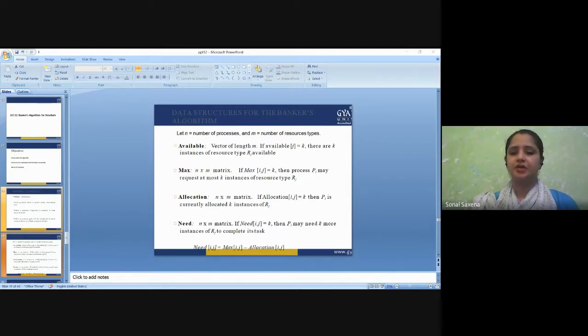If need ij is equal to k, then pi may need k more instances of the resource type rj to complete the task. So here we have devised a formula which says that need ij is equal to maximum ij minus allocation ij, or simply you can say n is equal to m minus a. So what is the simple formula? I told you earlier also.